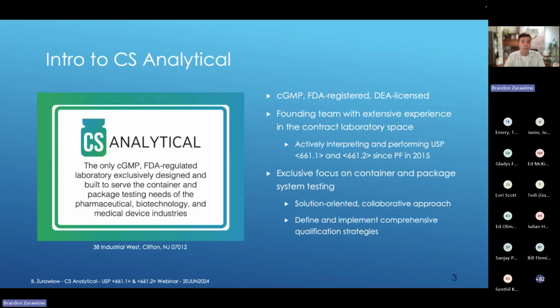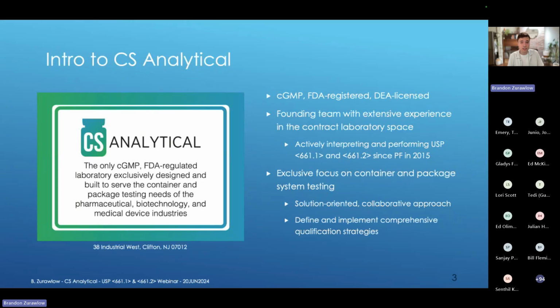Just for a brief introduction to CS Analytical, CS Analytical is a CGMP, FDA-registered, and DEA-licensed contract laboratory, and we exclusively focus on container and package system testing. When we founded CS Analytical, the intent was to address concerns about container qualification from the full life cycle of that product package system, starting with the individual materials of construction and testing those from a chemical perspective, which we'll largely be talking about today, up to and including final filled finished packaging, which we might be subjecting to distribution simulation, container closure integrity on stability, etc.